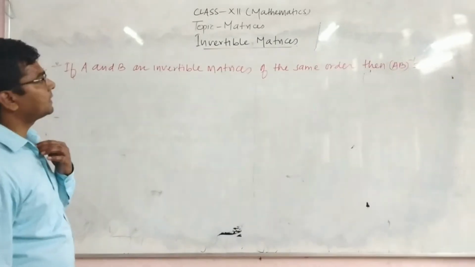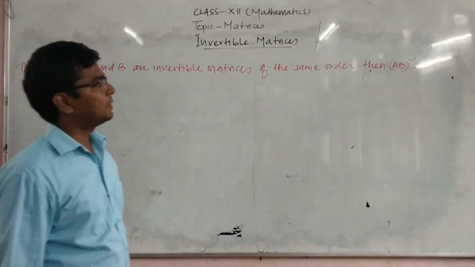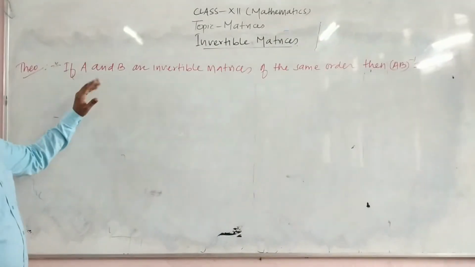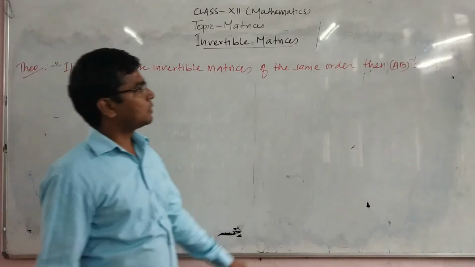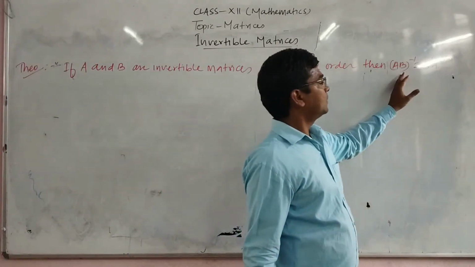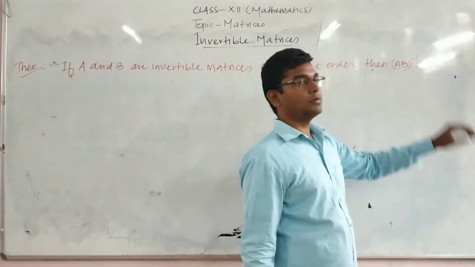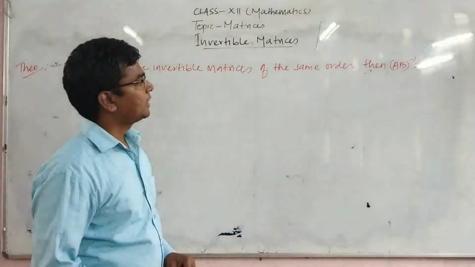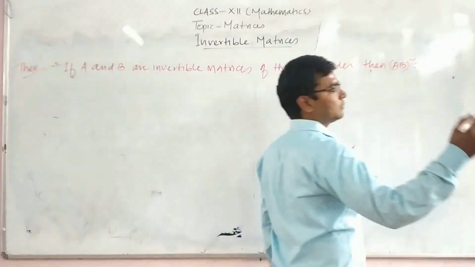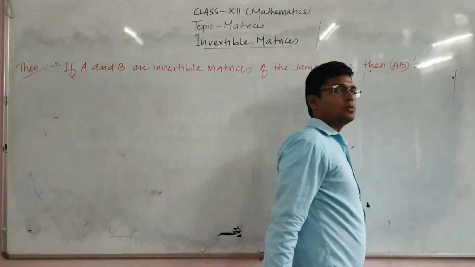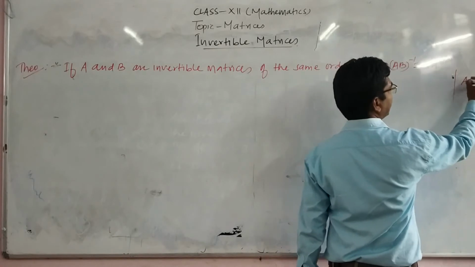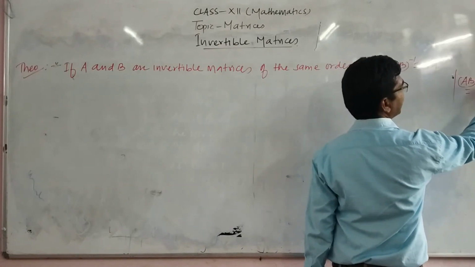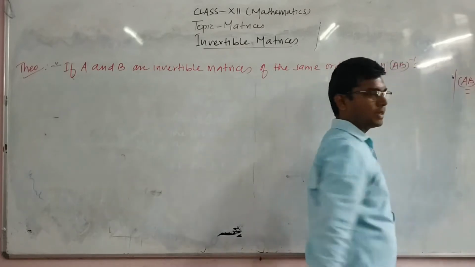Now another example related to the inverse of the matrix. This is important, sometimes it is asked: if A and B are invertible matrices of the same order, then the inverse of the product of the matrices is equal to the product of the inverse of B and A. Just like the transpose reversal rule. What was that? AB transpose is equal to B transpose and A transpose, right?